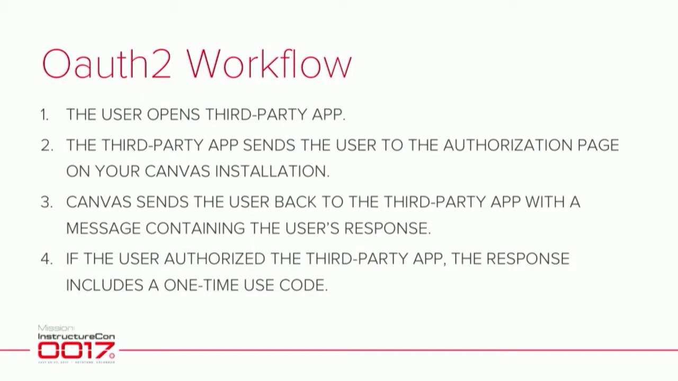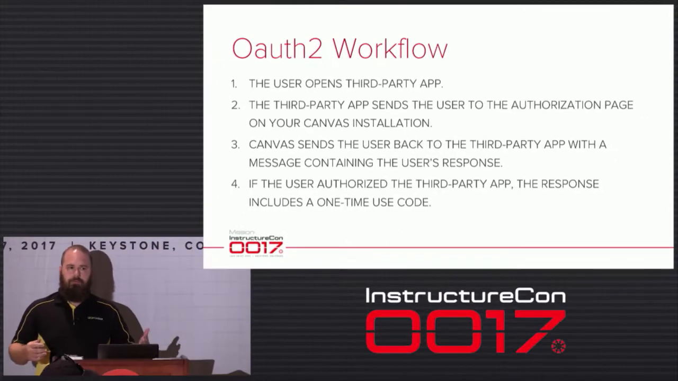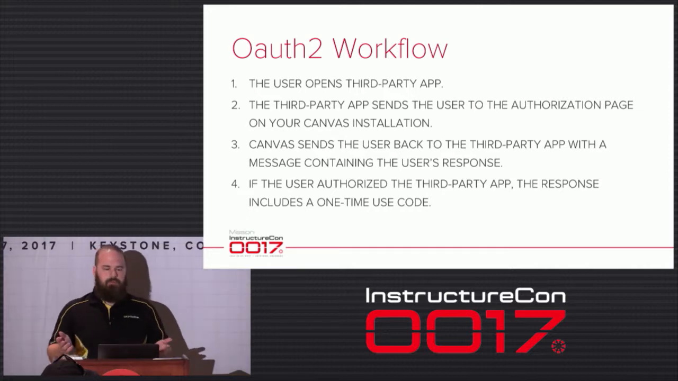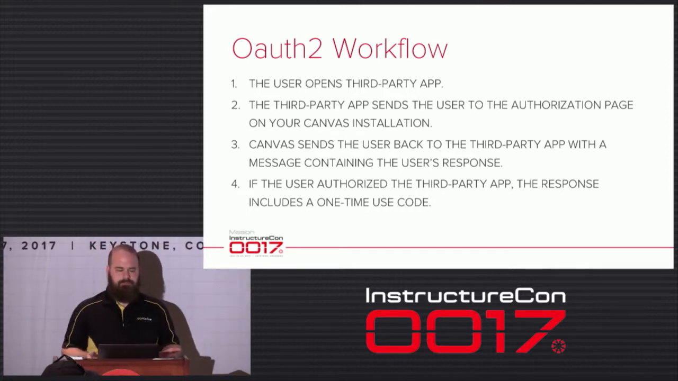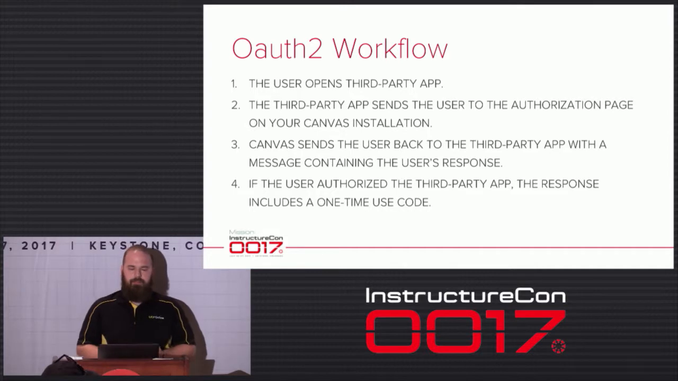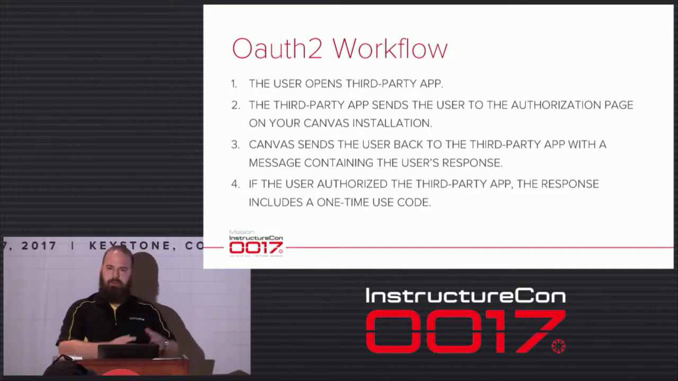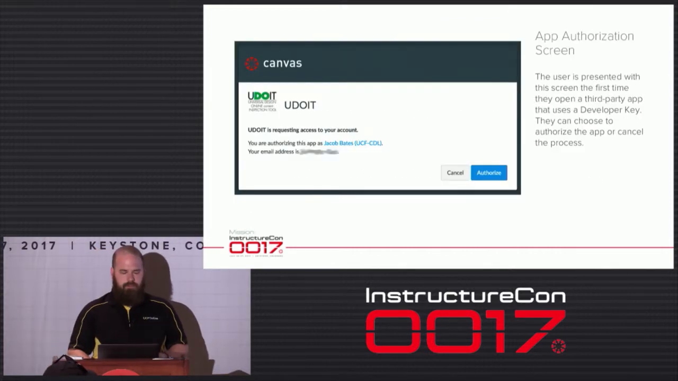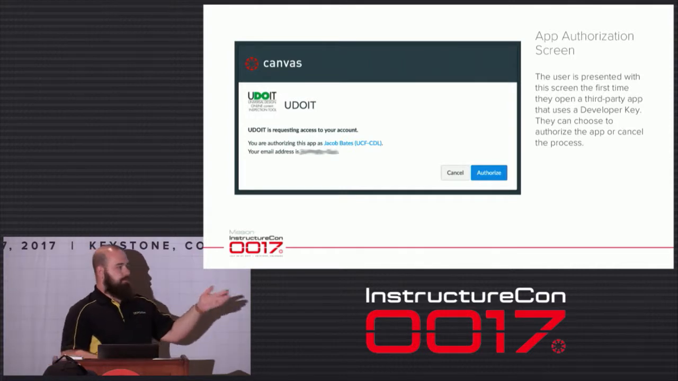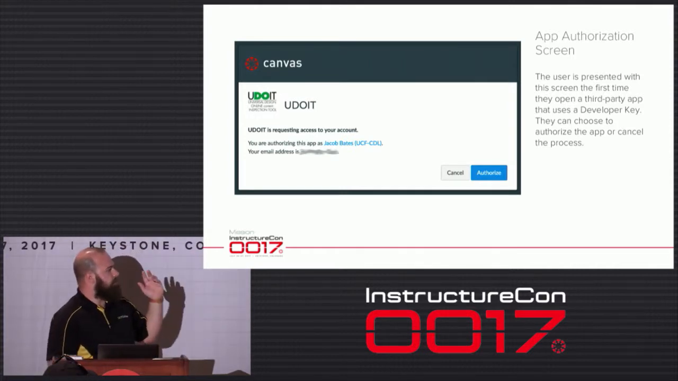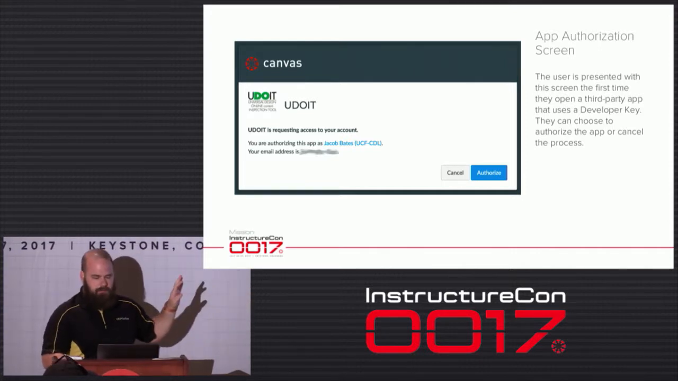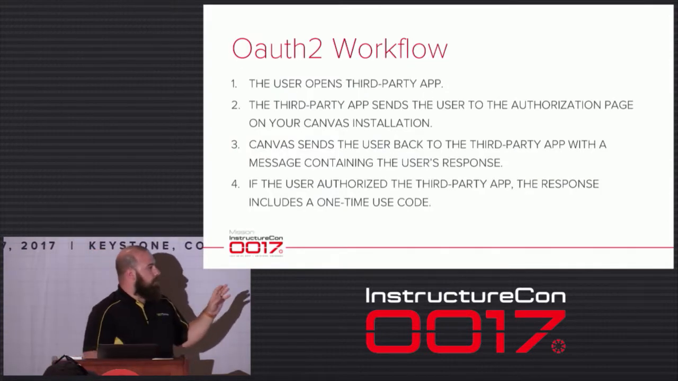So let's get a little bit into what the actual OAuth 2 workflow is. The user opens up this third-party application, and then that third-party application redirects them in their browser to an authorization page on the Canvas side of things. That authorization page looks like this. This particular one's for you do it, but it allows them to click authorize or cancel. And let me go back to the previous slide.